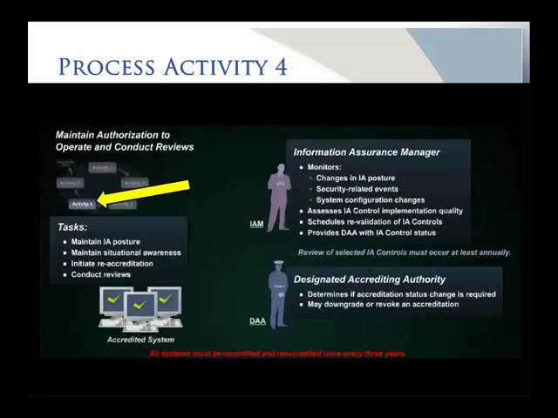Then there's process activity 4, which is basically maintenance. This is really the main thing you want to get out of this: once you're certified, you're not done. In fact, that's just the beginning. You're now going to have to maintain this thing throughout. You have to maintain your posture through the entire life cycle of this particular product. You're conducting reviews. You're going to be continually reviewed for your certification to make sure that you are maintaining things appropriately.